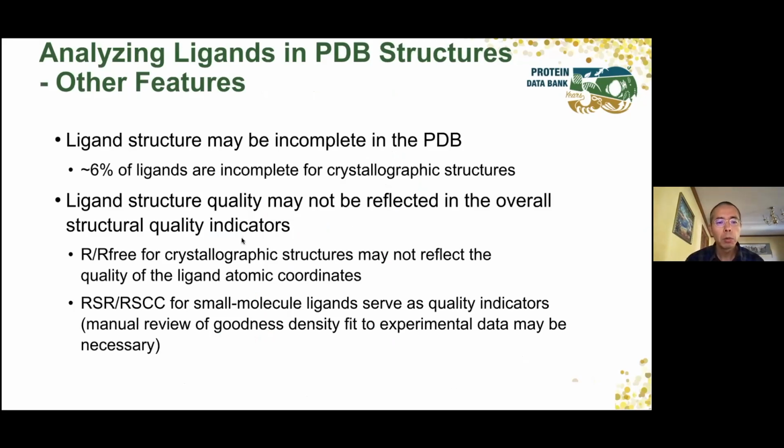And also, when you review a ligand, it's important to review the ligand structure quality. The overall structure quality indicators, such as R and R-free, may not be adequate to indicate the quality of the ligand structure, because they are overall indicators, and a ligand is a local structure. So there are local indicators such as RSCC and RSR for small molecule ligand structures. And you can even go further by manually reviewing the goodness of fit between the model and the experimental data, which I will show you in the demo, in the tutorial.